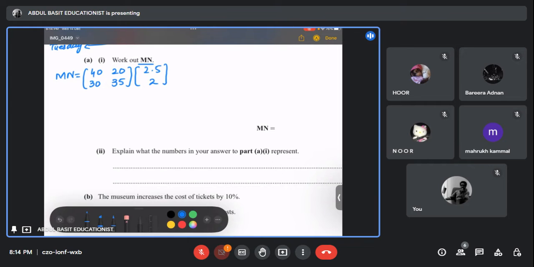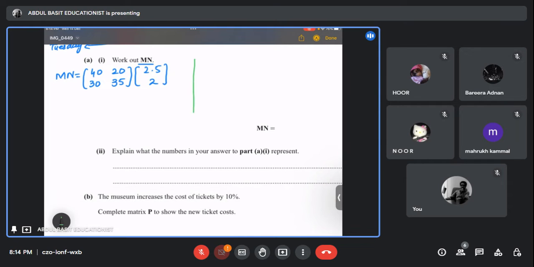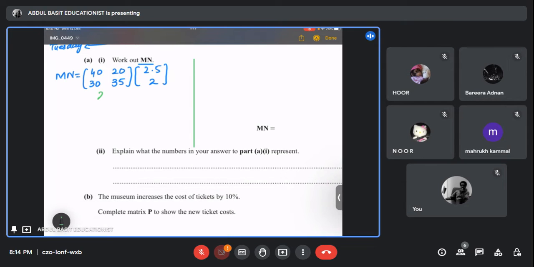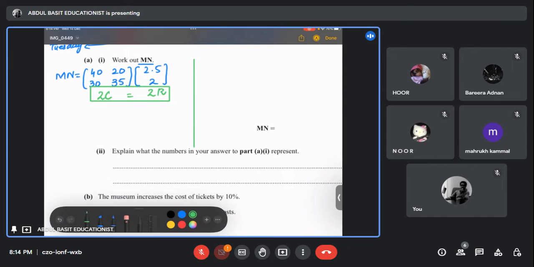Okay, in order to multiply these two matrices, I have to check the condition as well. The first matrix has two columns. Yes, it has two columns, and the second matrix has two rows. If this condition in the middle is fulfilled, only then can you multiply, otherwise not. Is this clear? Yes or no? So it means that we can multiply them.